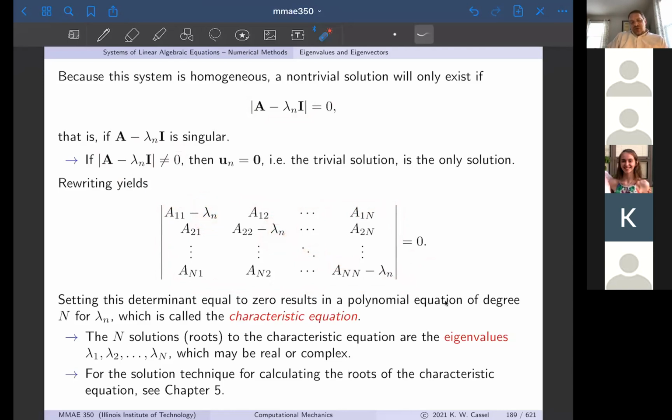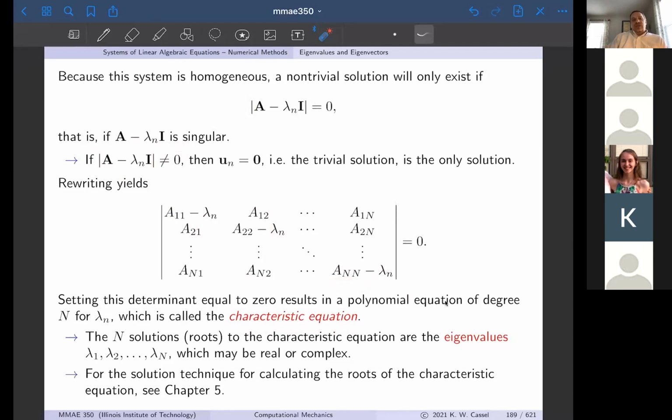Now, when you take the determinant of a matrix like this, you'll get what's called the characteristic equation. The characteristic equation will be a polynomial of degree n. So if n is 2, so if this is a 2 by 2 matrix, then we'll get a quadratic equation. So it'll be something times lambda squared plus something times lambda plus something is equal to 0.